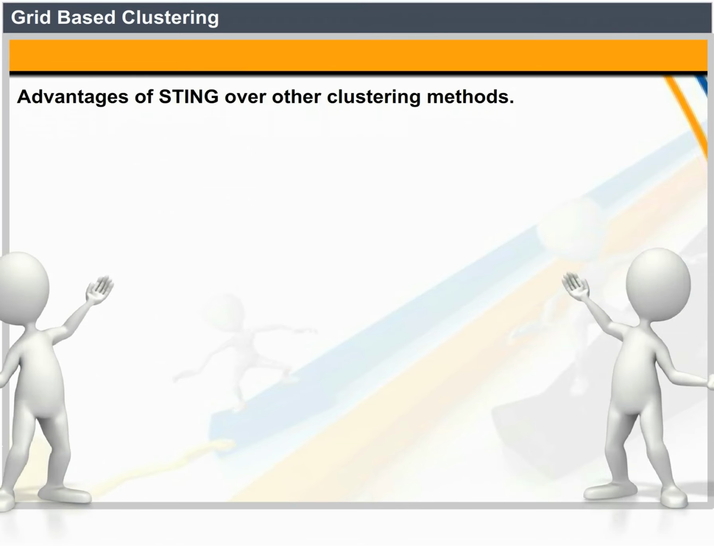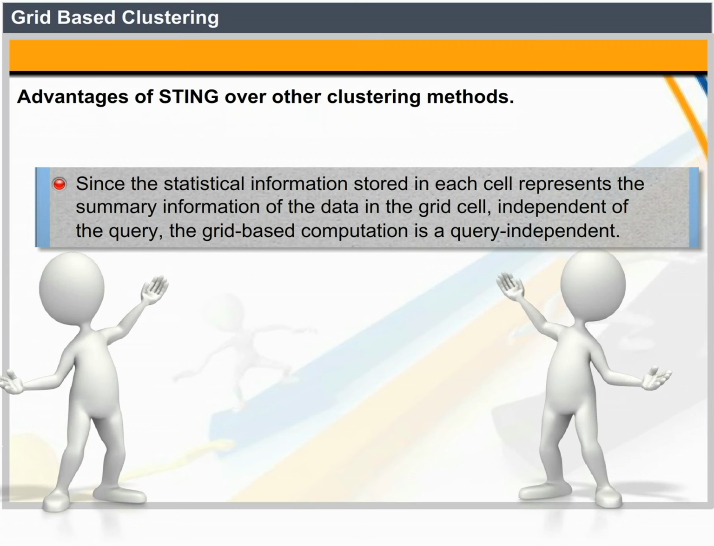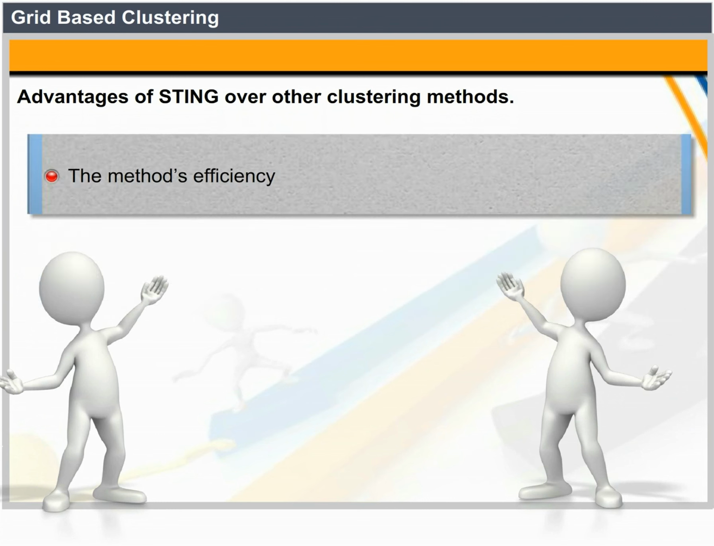Advantages of STING over other clustering methods. One, the grid-based computation is query-independent because the statistical information stored in each cell represents the summary information of the data in the grid cell, independent of the query. Two, the grid structure facilitates parallel processing and incremental updating. And three, the method's efficiency is a major advantage.